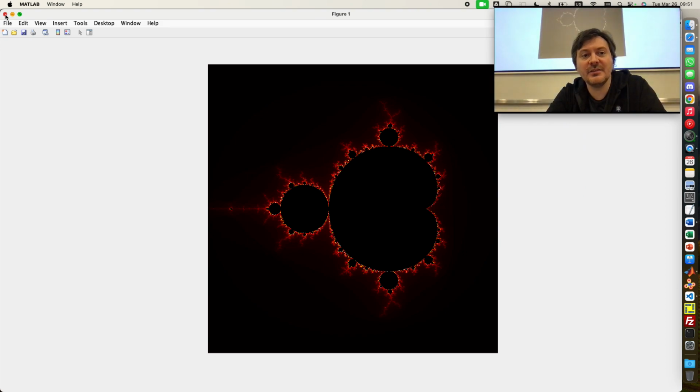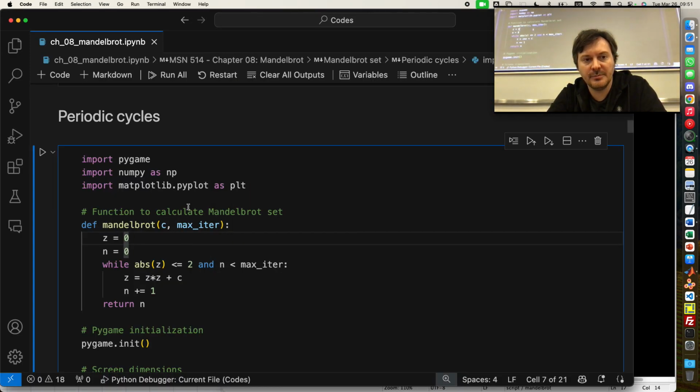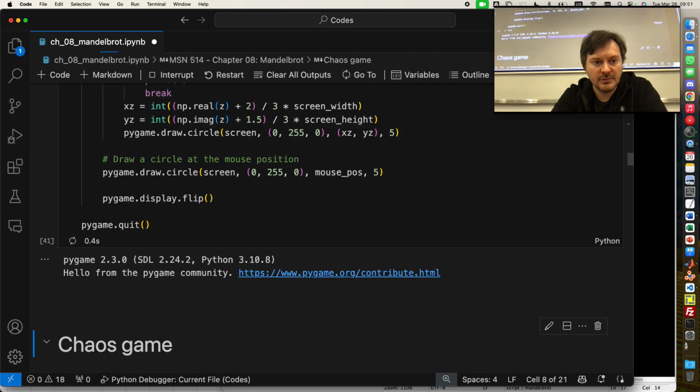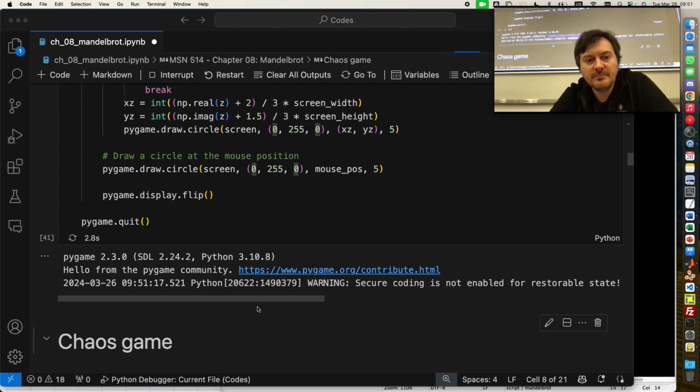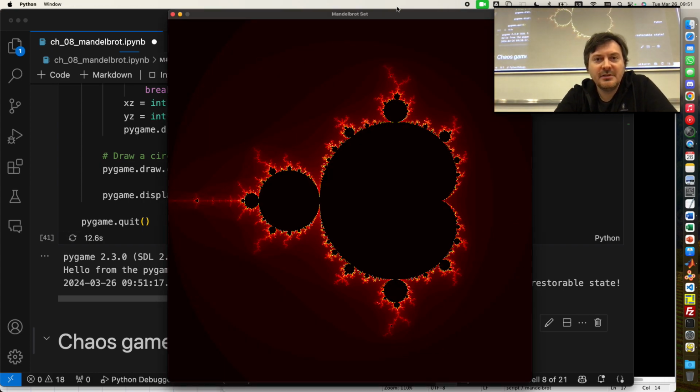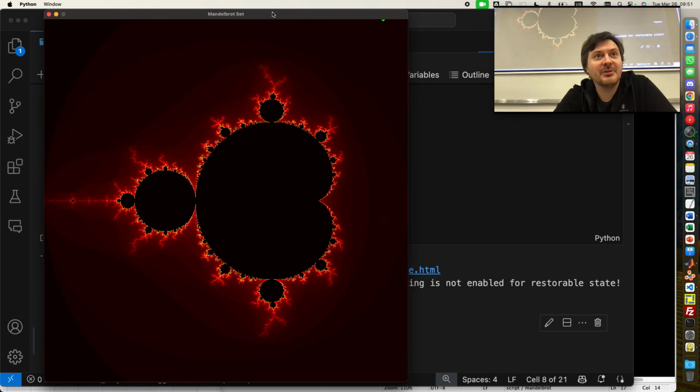So let's understand this a bit further by looking at these periodic cycles. Look. Here is our Mandelbrot set. We are really happy to see it again. But we will not zoom. What we will do is, I have this thing here.